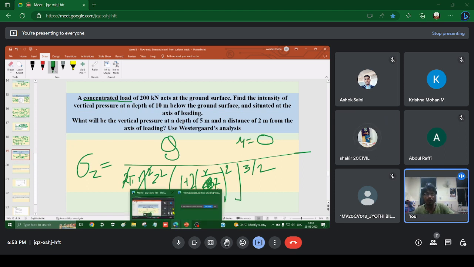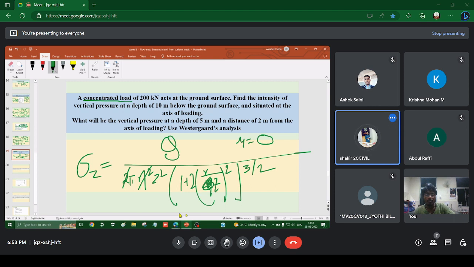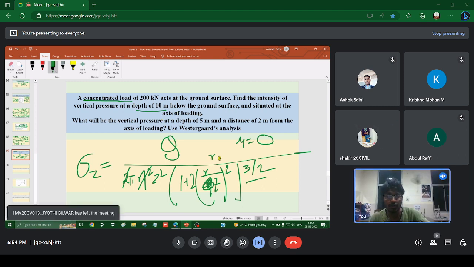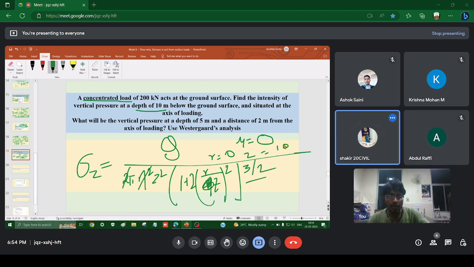So the formula we'll be using is sigma z equals q divided by pi z square, 1 plus 2 into r by z whole square, whole to the power 3 by 2. Now for the first instance, depth 10 meter, situated at the axis of loading, r equals 0 and z equals 10. Q is 200 kilonewton. Put this value and find out the stress in kN per meter square.